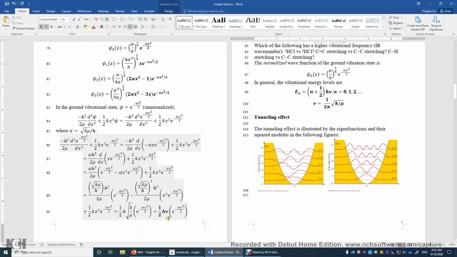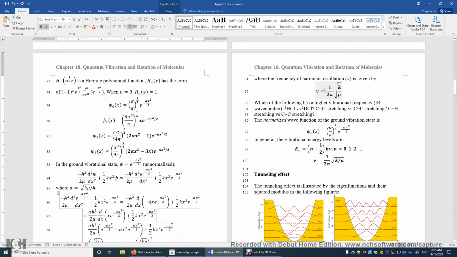We see that same expression here. Over here, this is for the quantum mechanical oscillator. So the frequency depends on the force constant and the reduced mass. The larger the force constant, the higher the frequency. The lower the reduced mass, the higher the frequency.